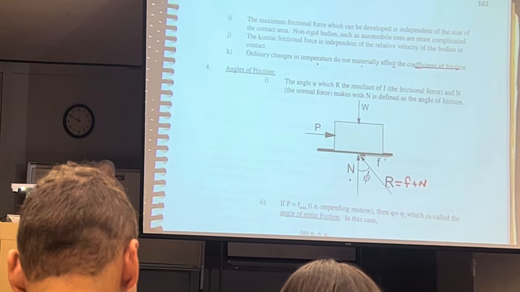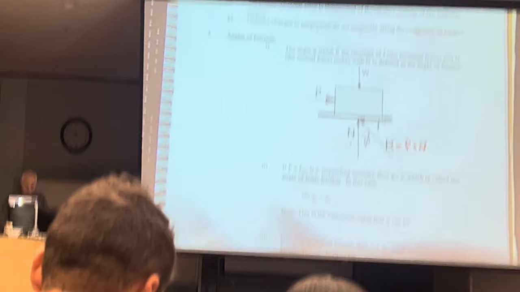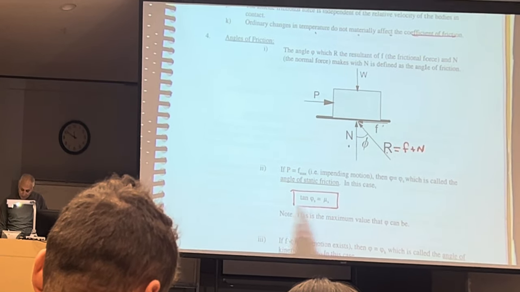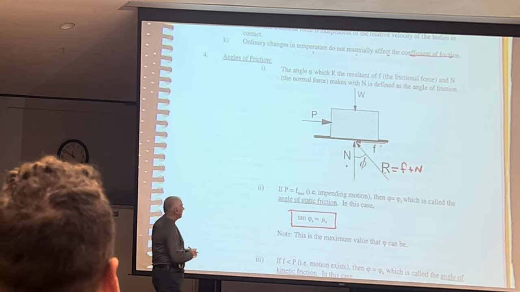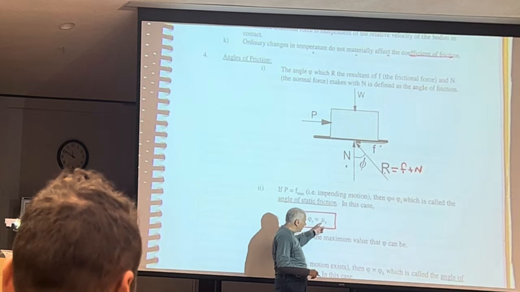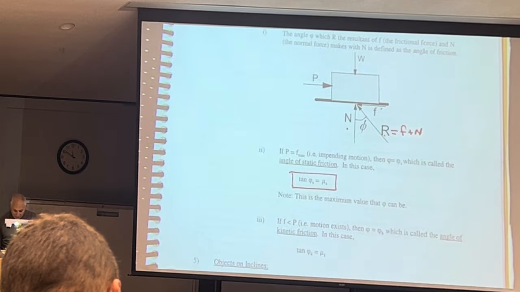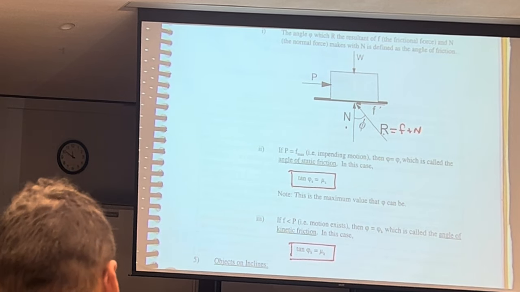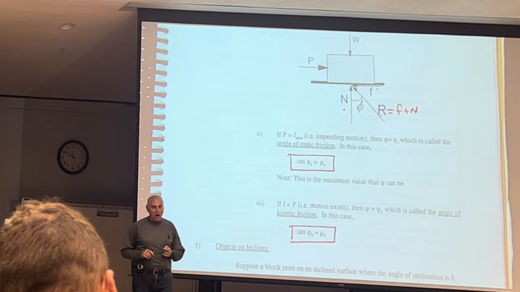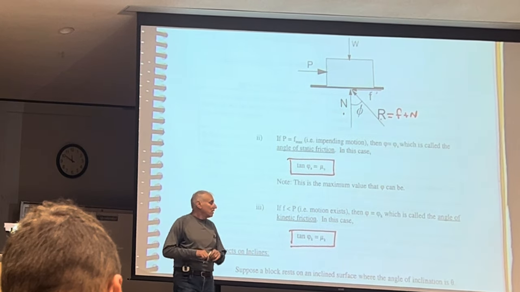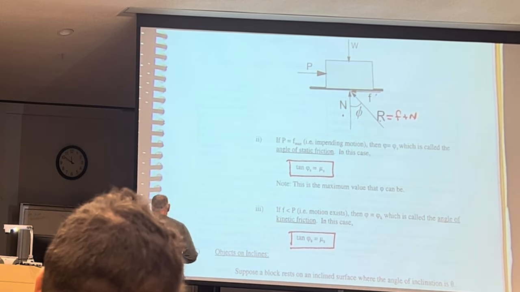Now, these two here are derivable. I'm not taking the time to derive it. If you want derivations, read the book. The tangent of the angle of static friction is equal to the coefficient of static friction. And the tangent of the angle of kinetic friction is equal to the coefficient of kinetic friction. Derivable. I'm not taking the time to derive it, you just need to know it. Okay?